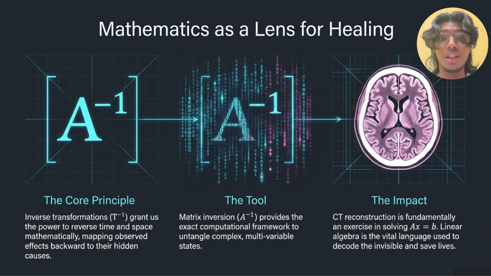Matrix inversion provides the exact computational framework to untangle complex multivariable states. In simpler words, it helps convert complicated scan data into a clearer image that doctors can understand. Finally, the impact is very important. CT reconstruction is basically an exercise in solving AX equals B. Linear algebra becomes the language used to decode the invisible condition inside the brain and make it visible through medical imaging. So, this shows that mathematics is not only used in classrooms, but also in real medical situations. Through inverse transformations and matrix inversion, doctors can identify hidden problems more accurately, make faster decisions, and help save lives.